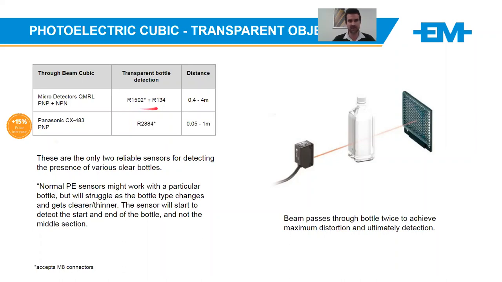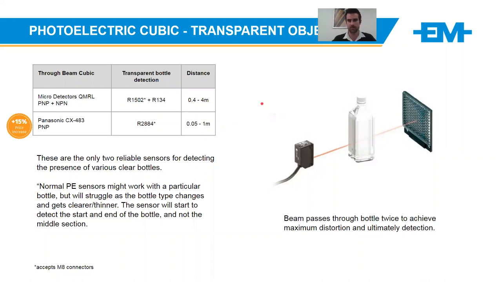The MD comes out better on price, but the Panasonic has a much closer sensing distance capability. So again, you've got to weigh up your options. If you're sensing close to a conveyor, maybe the Panasonic is slightly better. If you can sense 0.4 or further, then perhaps the MD is the better option for you. Both of these sensors accept the M8 plugs as well.